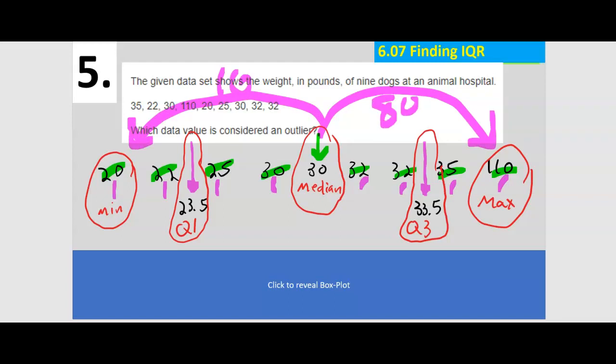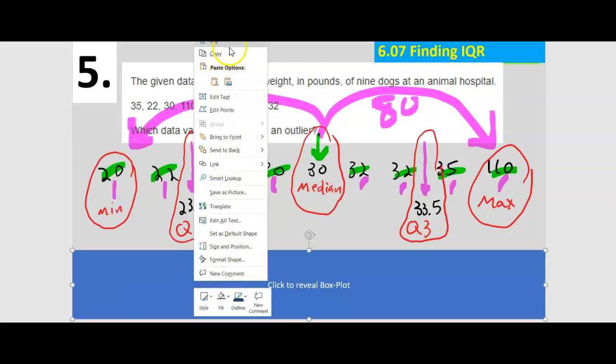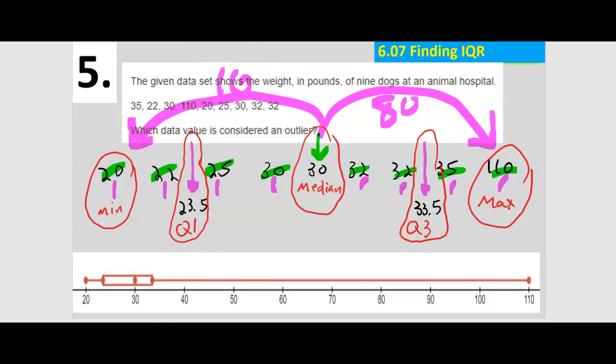You're way out there, Mr. 100, 110. Outer space.